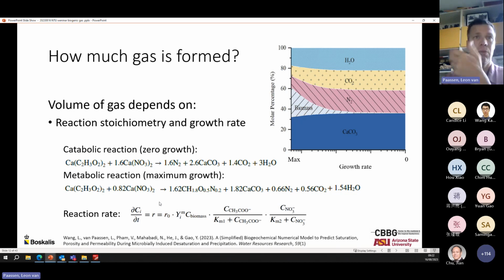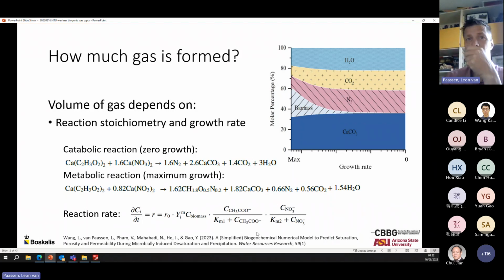So secondly, you could also try to calculate the reaction rate. So this equation just states a change in concentration in time, which is the reaction rate, is a function of some kind of constant initial reaction rate. Then you multiply that with the yield coefficient, which is this number here for each product or each substrate. And then it's a function of the amount of biomass. So the more biomass, the faster the reaction. And then it's a function of the available substrate. So acetate and nitrate here are the two available substrates.